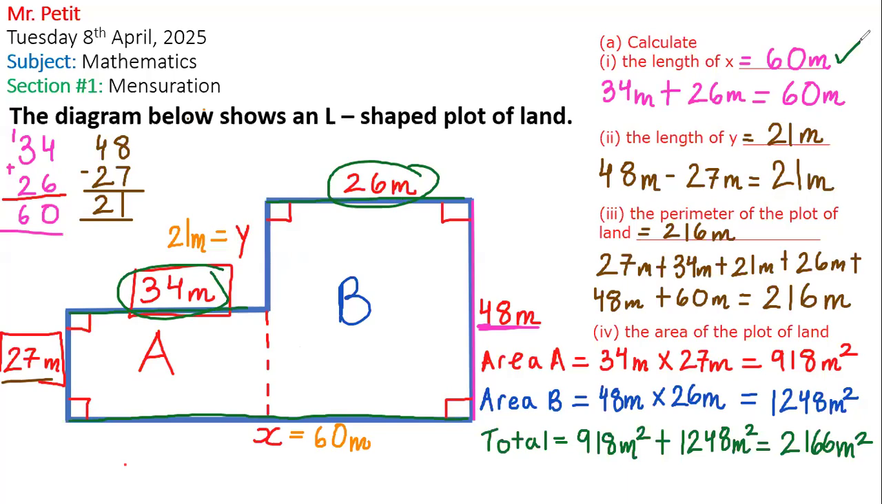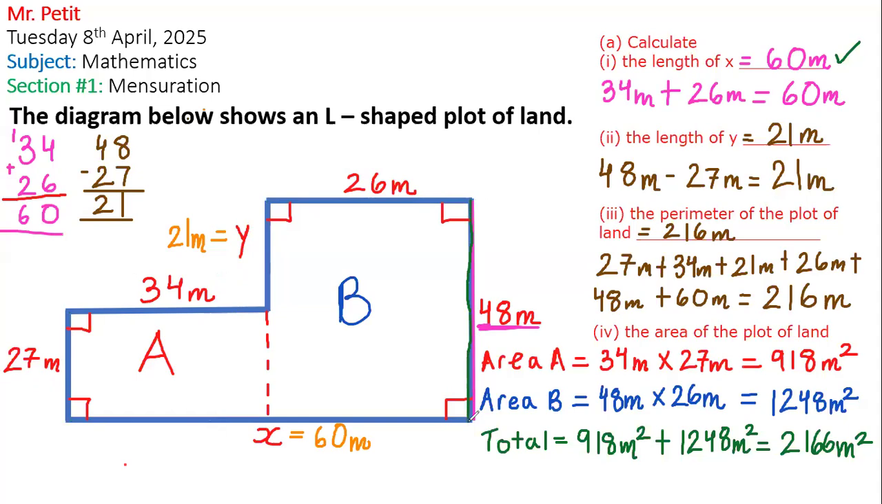Yes, sir. Good. Next, we need to figure out what Y is. So let me go ahead and erase all this ink and this colorful screen. Next we have to figure out what Y is. We didn't know what Y was from the beginning, but we do know that this length here is 48, right?